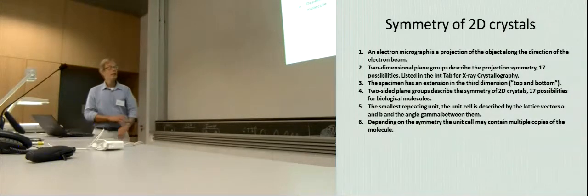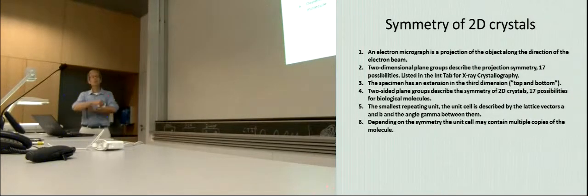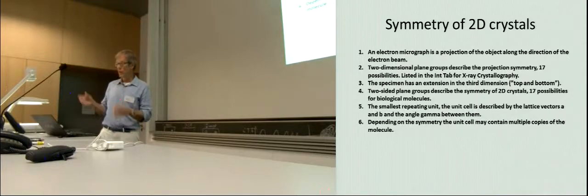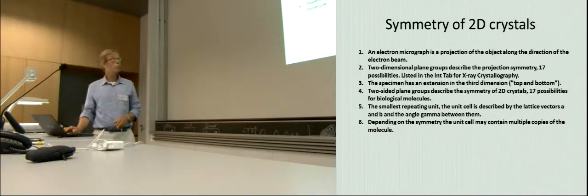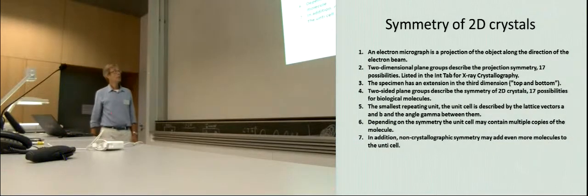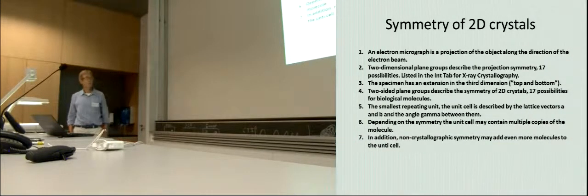So we have already seen now that depending on the symmetry, the unit cell may contain multiple copies of the molecule. So if we have a high symmetry, there will be more molecules in the unit cell. If there is no symmetry at all, it's a triclinic system. There's generally only one molecule in the unit cell. But in addition, there might be non-crystallographic symmetry that may add even more molecules to the unit cell.